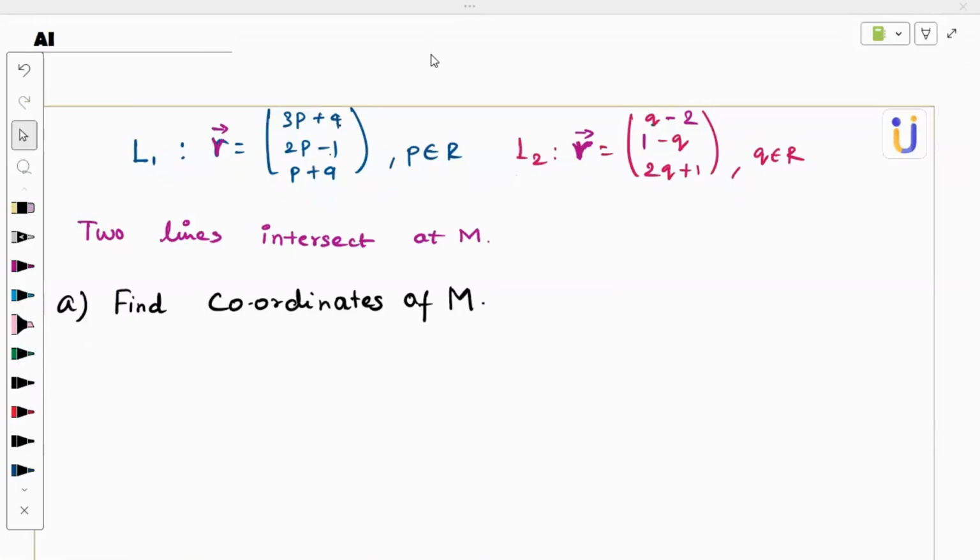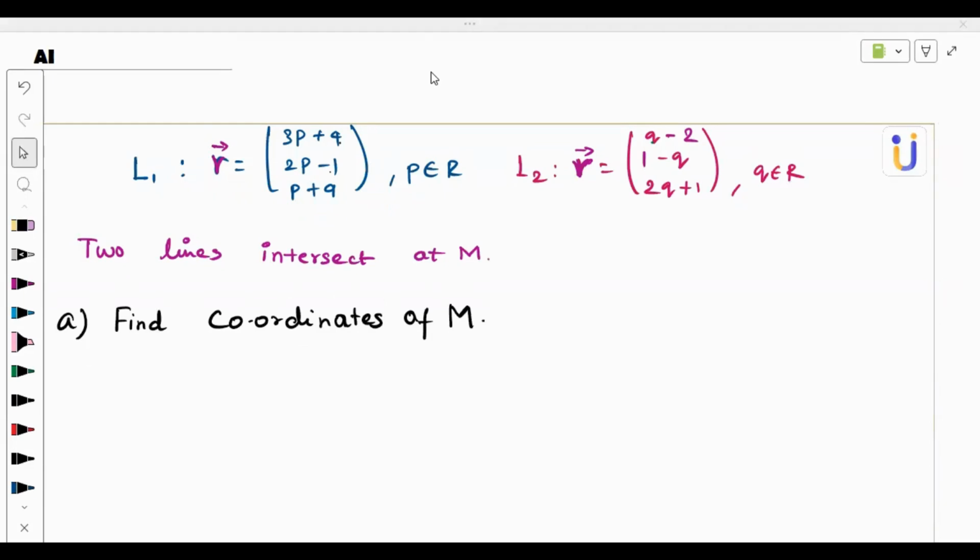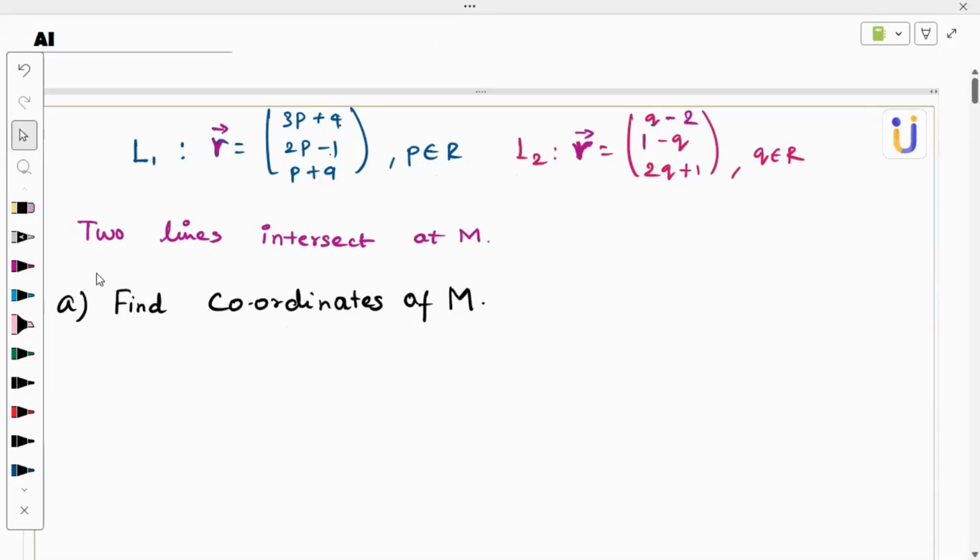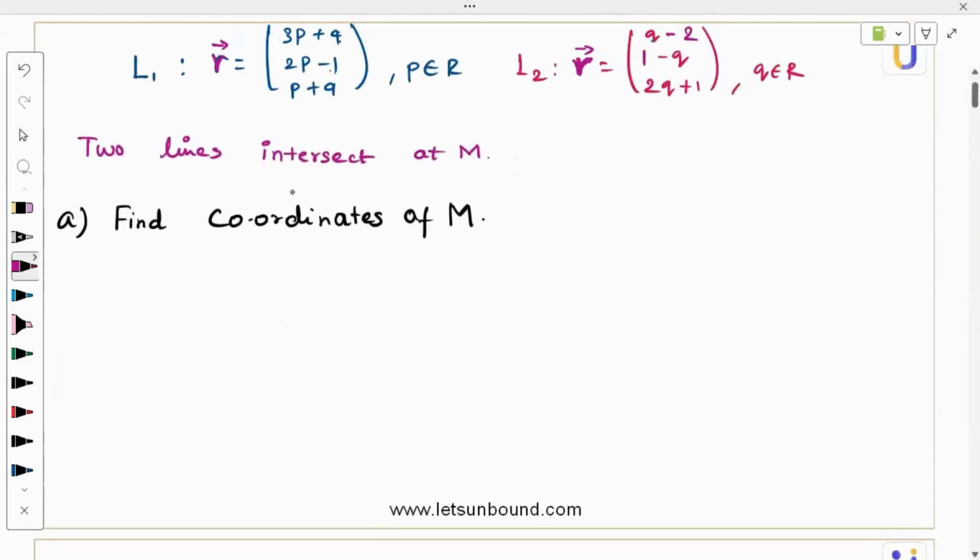In this video, we are going to discuss the 8th question of this particular series. It is based on vectors. The vector equations of two lines are given, and these two lines intersect at point M. We have to find the coordinates of the point M, and also the acute angle between them. Let's go with the coordinates of the point M.